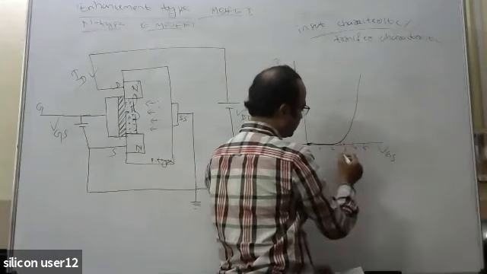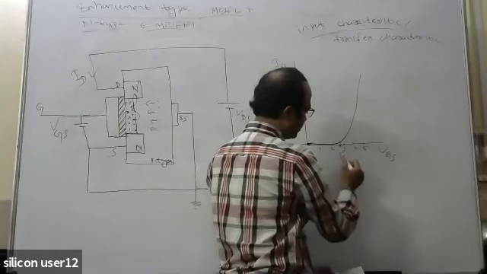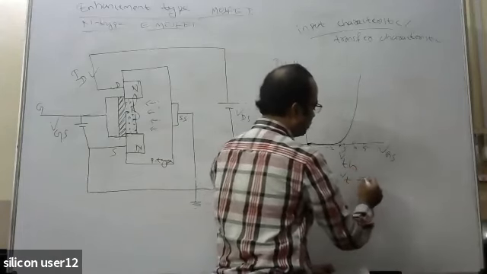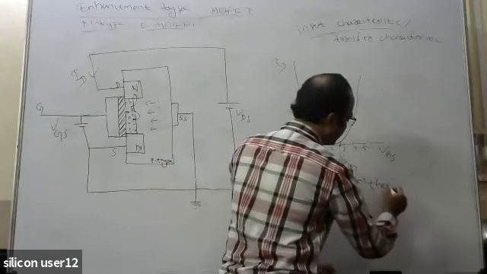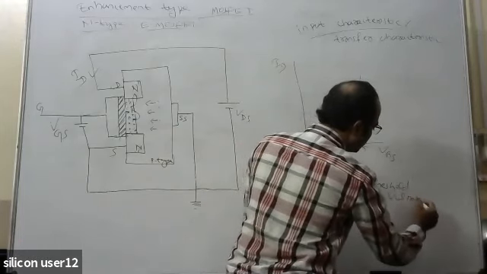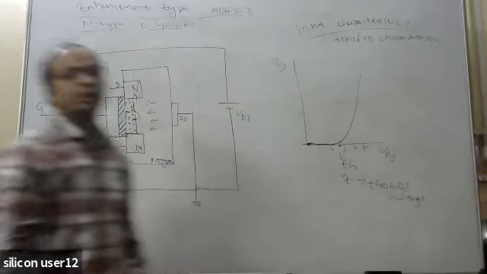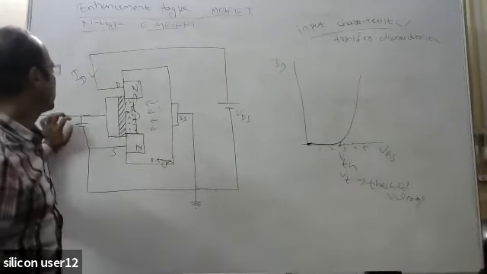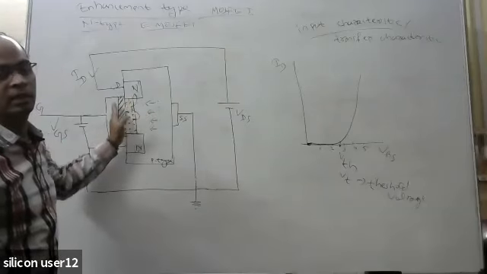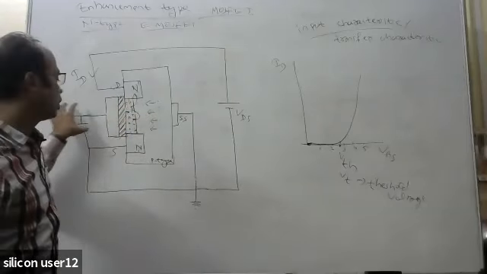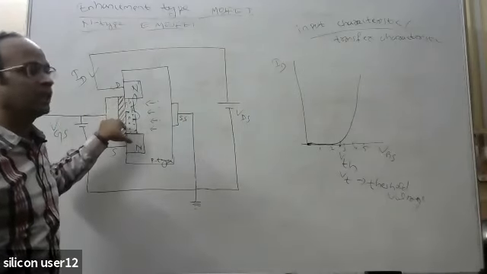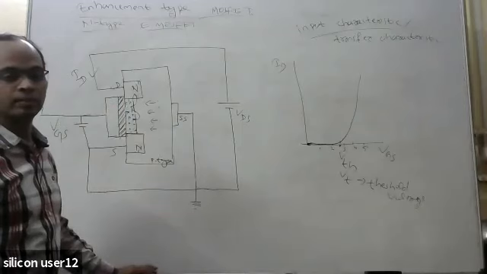This voltage will be called your VTH, or sometimes in short VT, which is equal to the threshold voltage. What does threshold voltage mean? It is the voltage required at the gate terminal to create this channel. The minimum voltage required at the gate terminal to create this channel is called the threshold voltage.